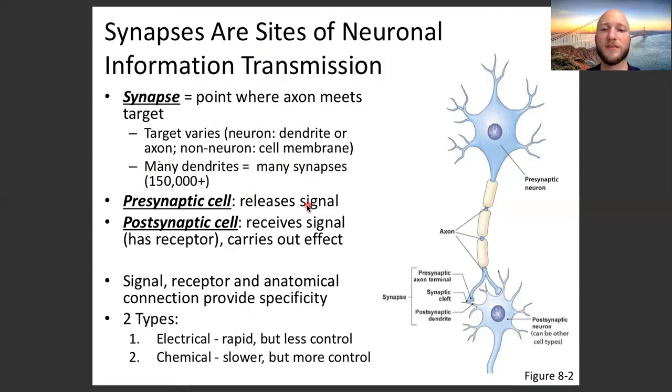Presynaptic cell releases the signal, so that's the one that has the electrical signal that's turned into a chemical signal. Postsynaptic receives the input. It has the receptor for the neurotransmitter. Signal receptor and anatomical connection provide specificity. So that's how most synapses work. It's that electrical to chemical to electrical situation. That's how most of them work.